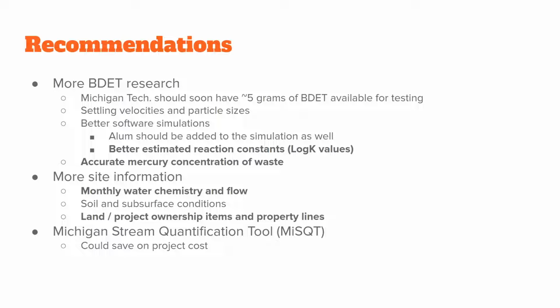And for the purposes of our project, we ignored any sort of land or project ownership items, like property lines and those sorts of things. We would also like to look into the Michigan Stream Quantification Tool, or SQT, and we were wondering if this could save on project costs, if the remediation of the stream, if those credits could be sold back to someone else as a way to save on costs.